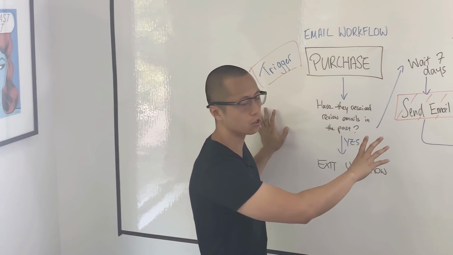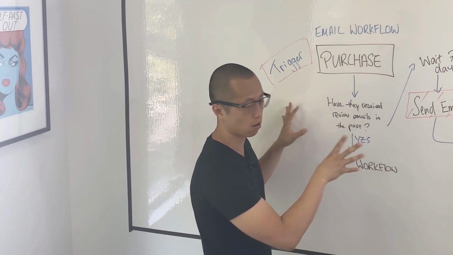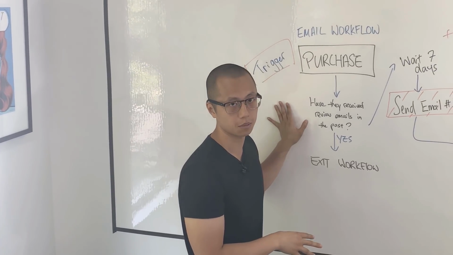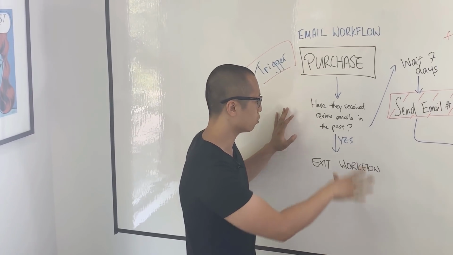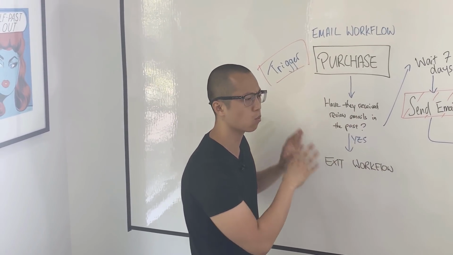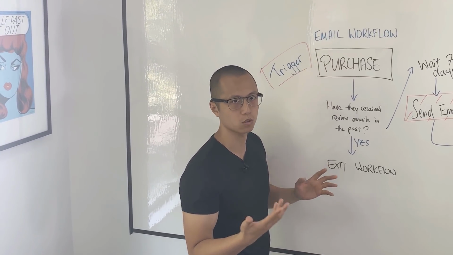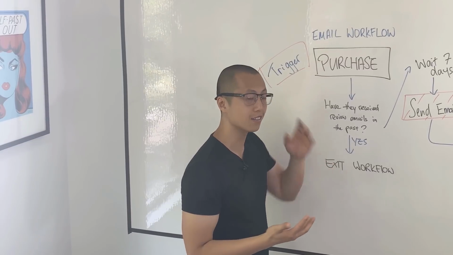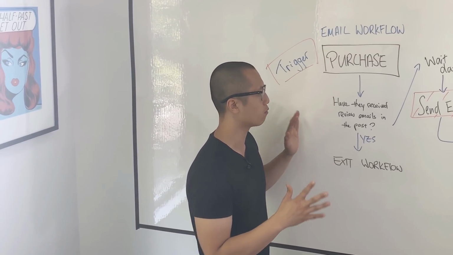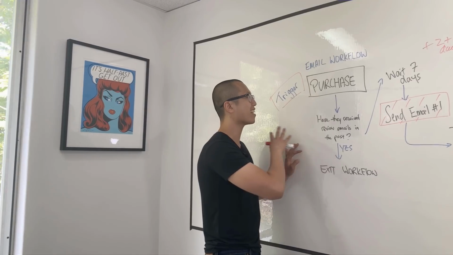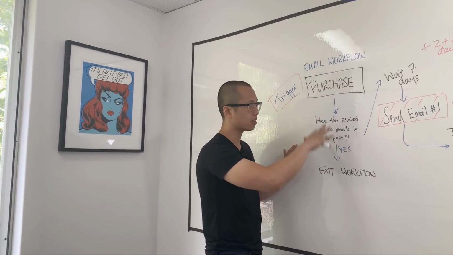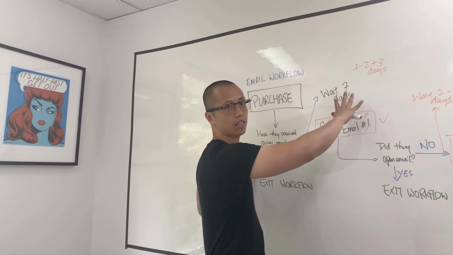And the first question that I usually like to program in the workflow is, have they received any review emails in the past? If they have, we just want them to exit the workflow because we don't want to ask them a second or third time whether they have gotten reviews. Maybe we'll cover that a little later in the future, but for the purpose of what we're doing today, we're not going to cover that. So if they have received emails in the past, they exit. If they haven't, we wait 7 days.